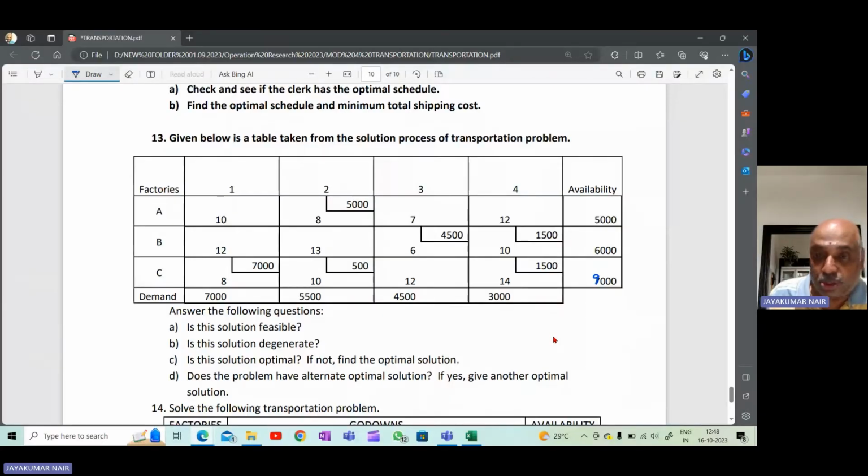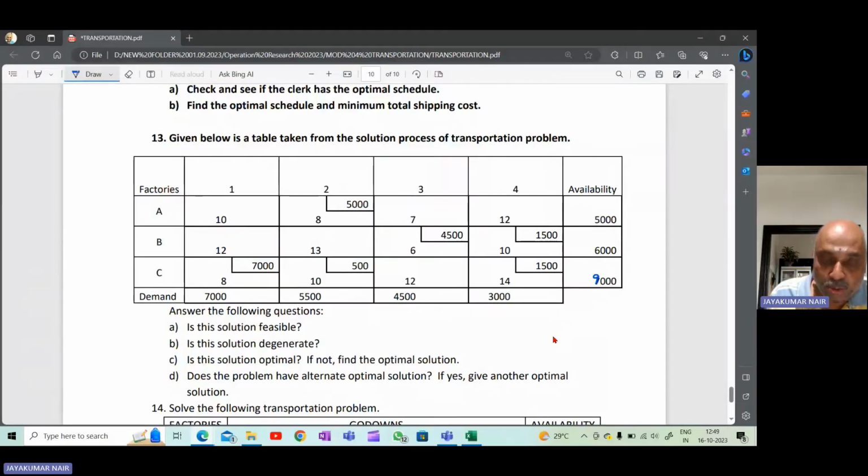To check whether the solution is feasible, you see the column total and the row total. Here it is 5,000, availability is 5,000. Here it is 4,500 plus 1,500, so it is 6,000. And here 7,000 plus 500 plus 1,500, the total is 9,000. So availability matches with the allocation.